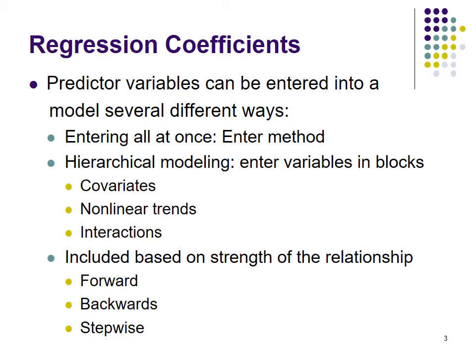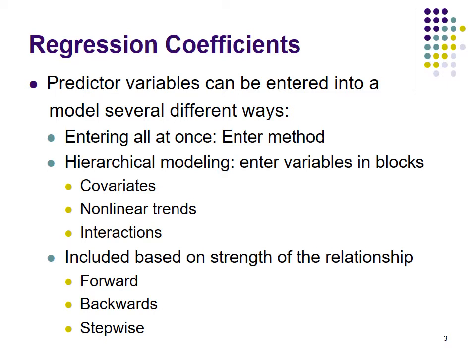So predictive variables can be entered into the model several ways, as I just mentioned. We can enter them all at once, just looking for unique variance explained. We can do hierarchical modeling, entering the variables in blocks. This allows us to examine covariates, nonlinear trends, and interactions. It basically lets us decide the order that we're putting them in, and generally speaking, this is where we hope to be. We hope to be doing hierarchical modeling.